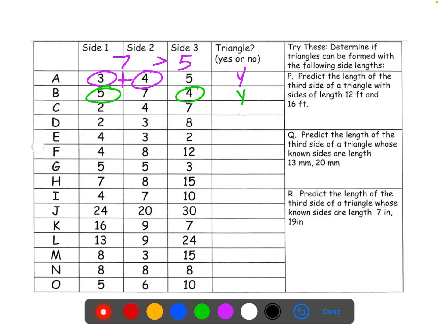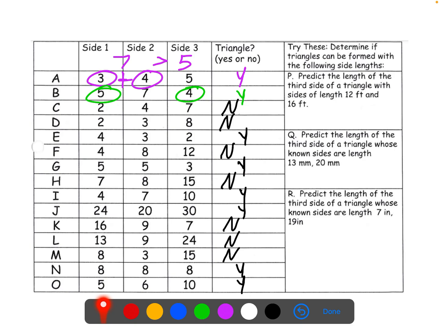All right, let me fill that in real quick. So we have no for triangle C and triangle D. Triangle E is yes. No. Yes for G. No. Yes for I and J. The next three are no. And the last two are yes. Okay? All right, I hope you didn't find that too difficult.